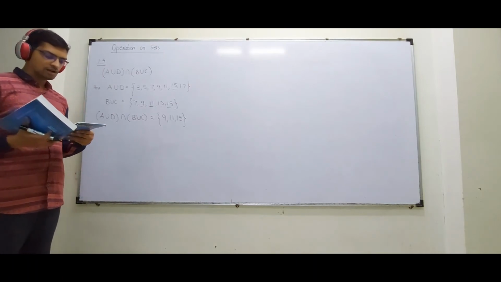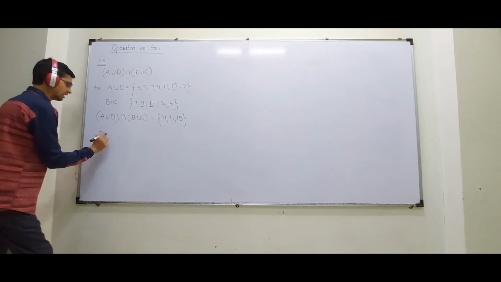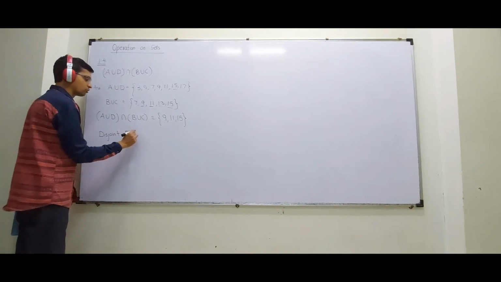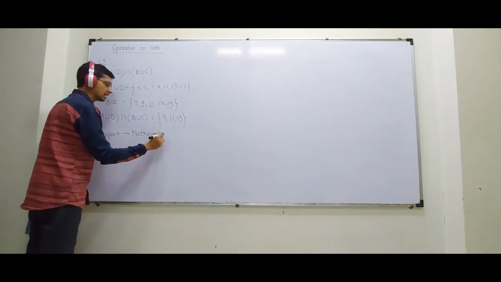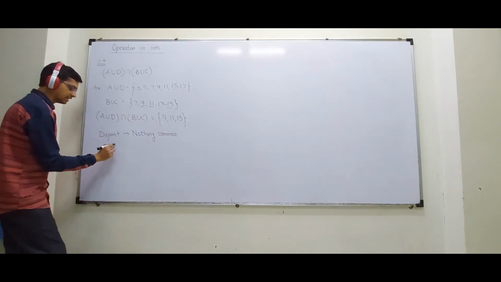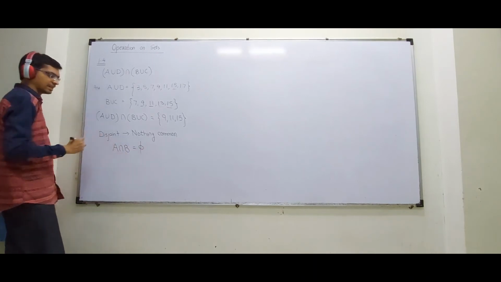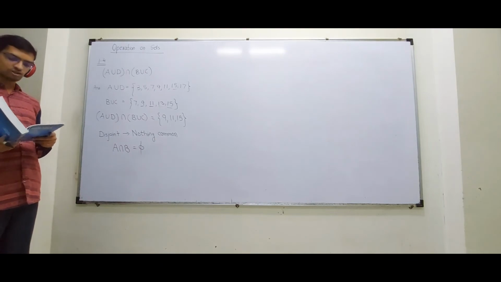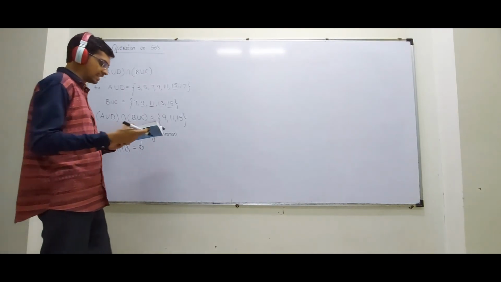Okay, 8th will do. Which of the following pairs of sets are disjoint? Disjoint means there is nothing common. If two sets are having nothing common, they are called as disjoint sets. If A intersection B comes out to be a null set, then it is called as A and B are disjoint sets.